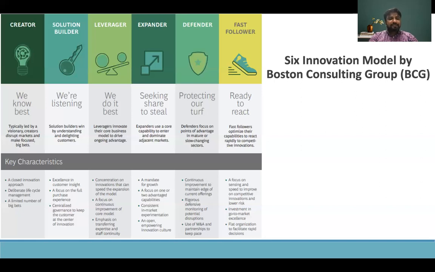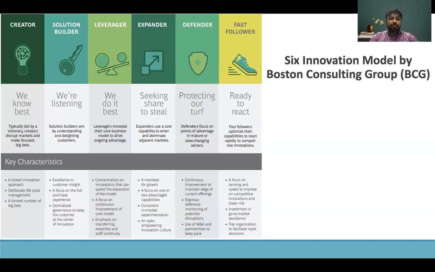The solution builders look to the market for inspiration, drawing on observation and deep insight to address customers' priorities and problems. The famous example is Nike. And the leverager creates a superior business model and then capitalizes on it to sustain their industry leadership. The famous clothing brand Zara comes under the leverager, using the leverager innovation model.